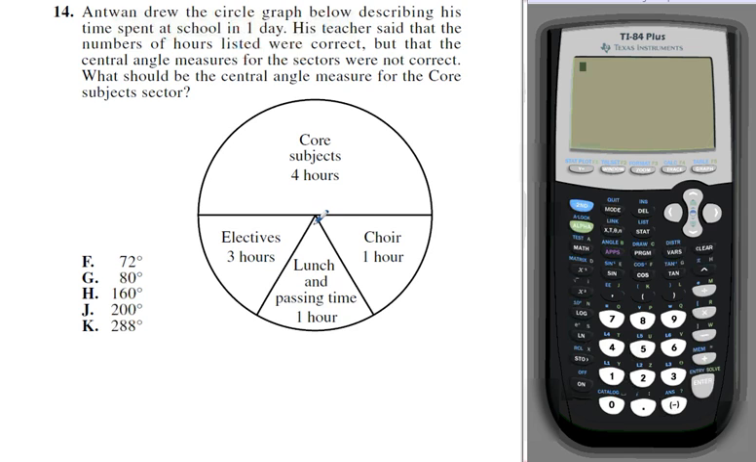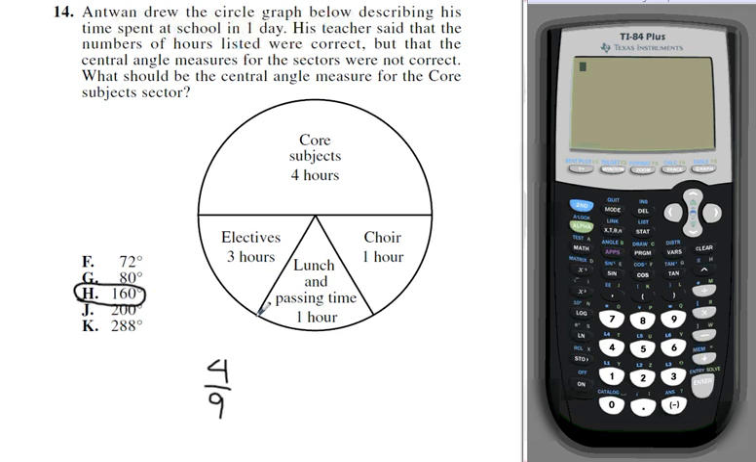So the first thing we got to do is figure out how many hours he's at school. So we've got 4 plus 3 is 7, plus 1 is 8, plus 1 is 9. All right, so he spends 4 hours out of the entire 9 hours that he's there in his core subjects. So that's going to be a little bit less than half. So this should be a little bit less than half a circle, which is less than 180. So I can already tell that my answer is going to be 160.